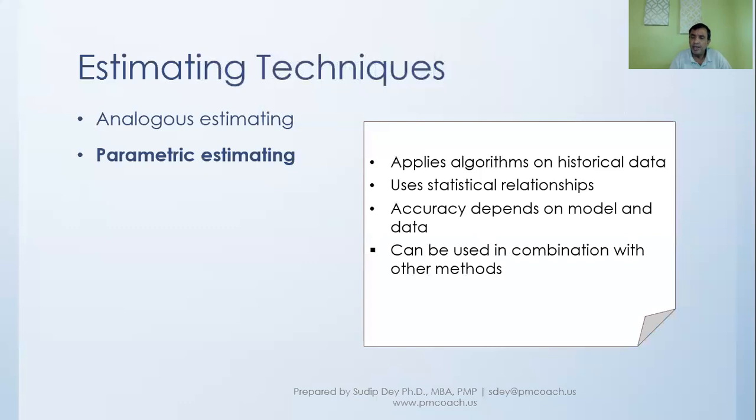Now, one thing we need to understand is it is not necessary that we have to apply one estimating technique across all the projects. We can use these estimation techniques in combination with some other method. Maybe you have done analogous estimating and some part of it you are doing parametric estimating or whatever it is. We can mix and match depending on what will give us more accurate estimation, and depending on what data we have and what is applicable to our project.